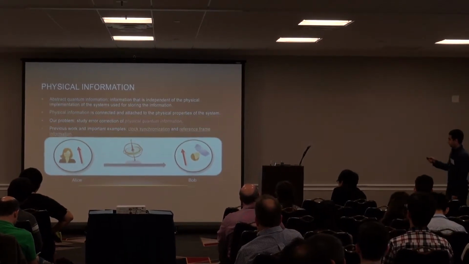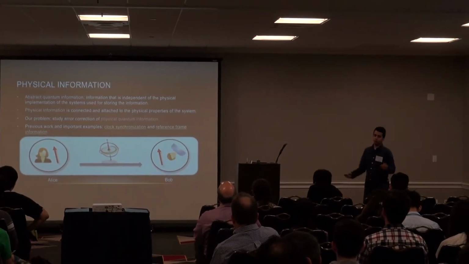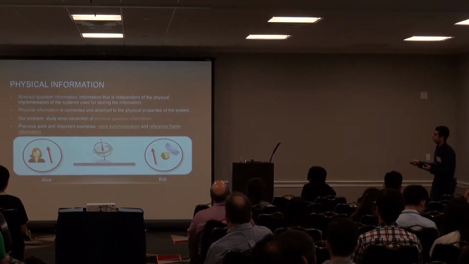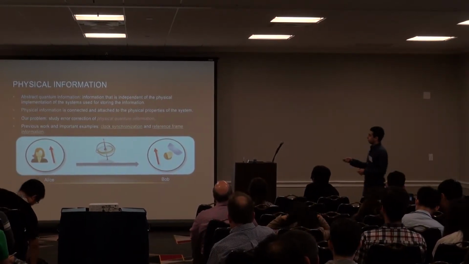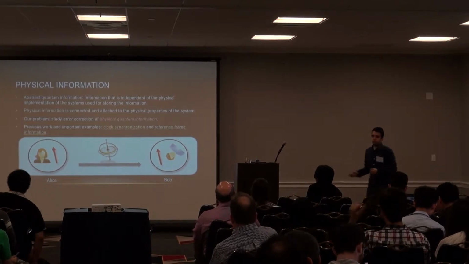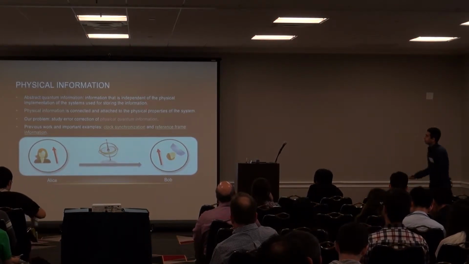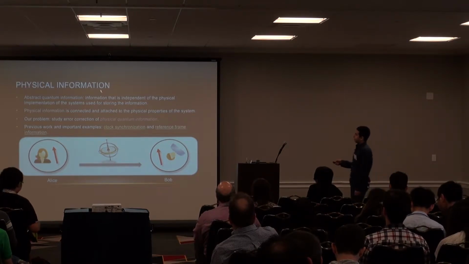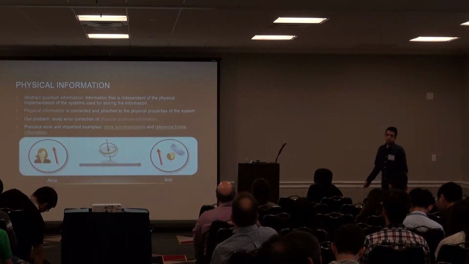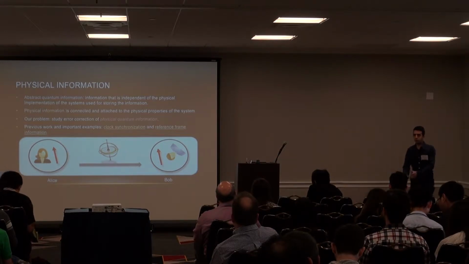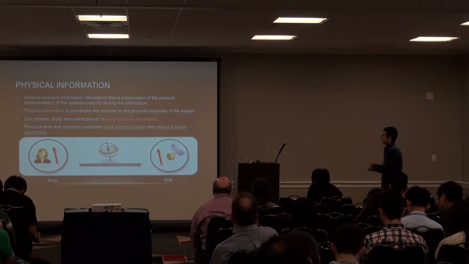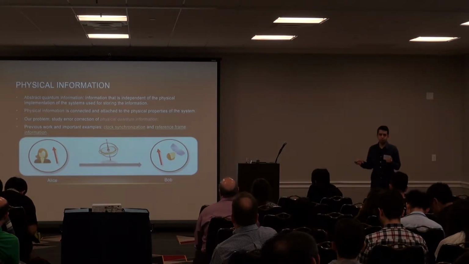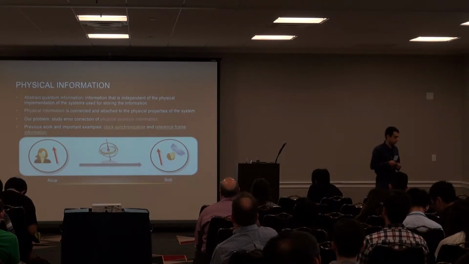So here come the definitions. I want to define the physical information, and what I mean by physical information, in contrast to the abstract quantum information, the usual qubits that we use. I define the abstract quantum information to be the information that's independent of the physical implementation of the system I use for storing the information. On the other side, physical information is closely related to the physical properties of the system.